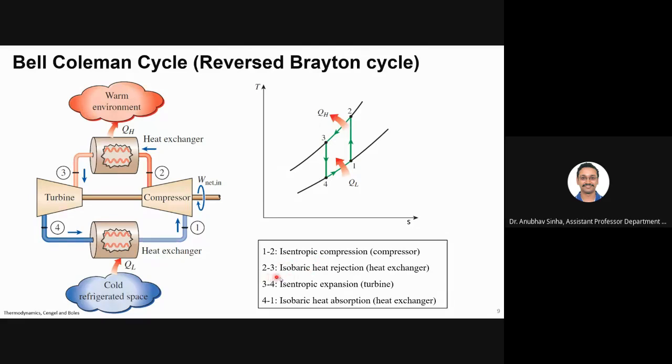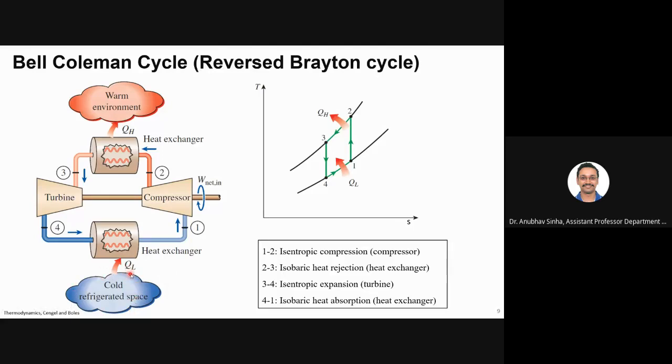Then we have isobaric heat rejection in the heat exchanger. So this is your heat exchanger. Basically, it will dump your heat to the ambient environment. Okay, so this is a constant pressure or isobaric process, 2 to 3. Now 3 to 4 is an isentropic process. It is isentropic expansion in the turbine. So instead of using a throttle valve, we have a turbine here, so we do isentropic expansion from 3 to 4. Okay. Now from 4 to 1, this is where the refrigeration effect is shown.